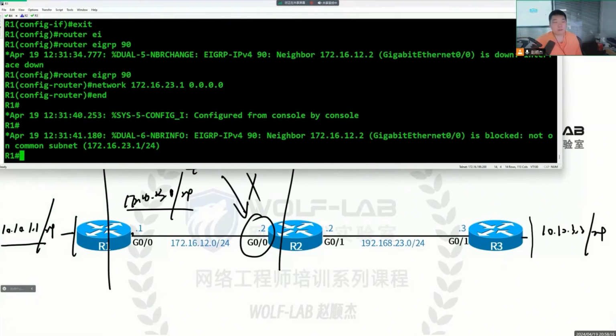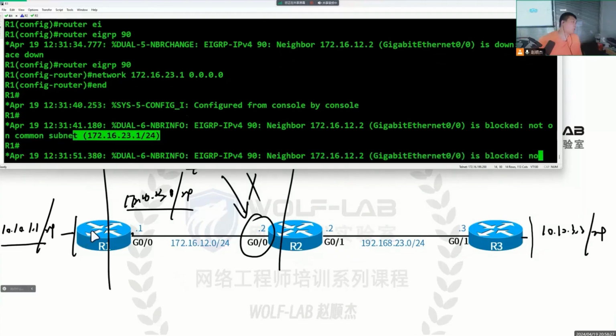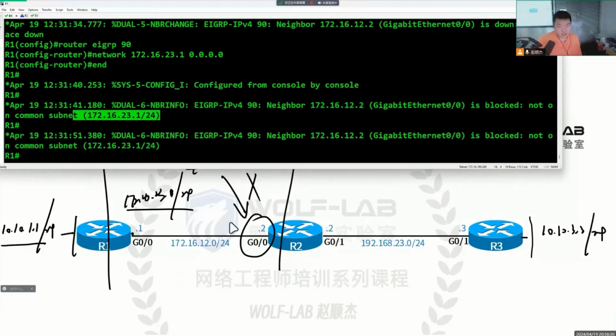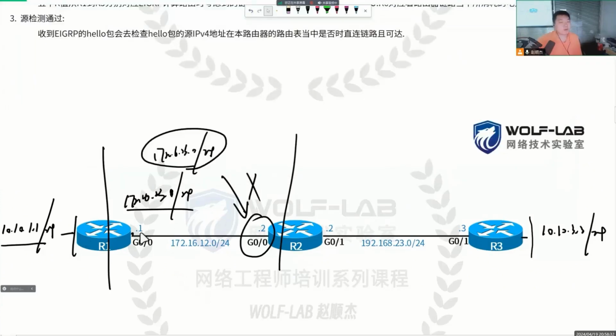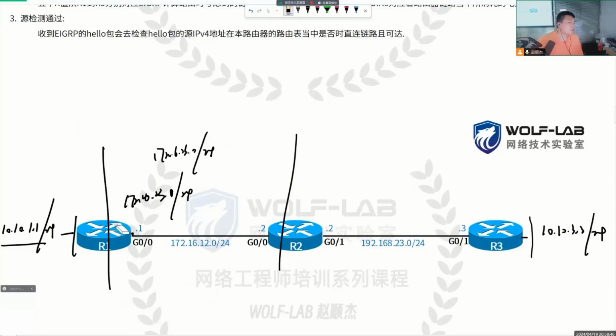Can a neighbor relationship be established? He said it's not possible. He said not on common subnet. We are not in the same subnet. When we receive the hello from the other party, we find the other party's interface address and mine are not in the same network segment. Our two direct connections are not mutually accessible. How can you become my neighbor? Source check failed. Do you understand, students? Source check failed. This is definitely not possible. So this is source check.